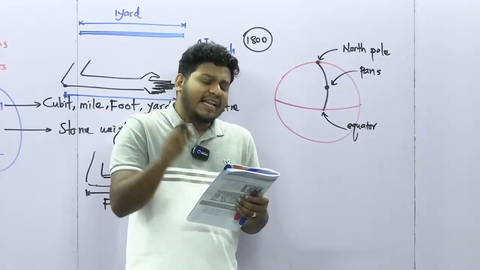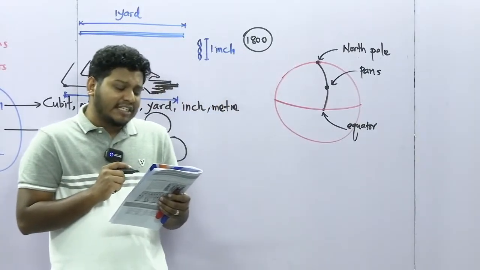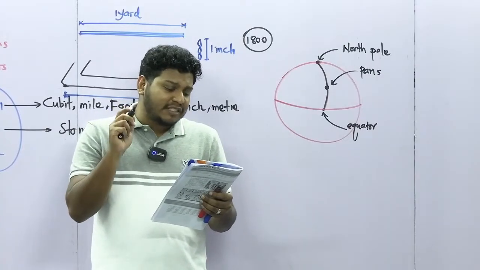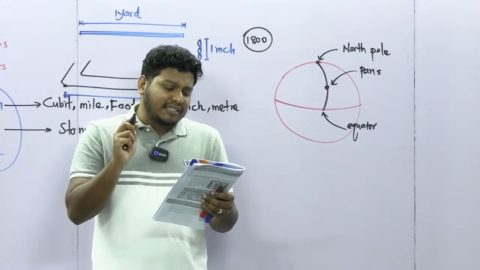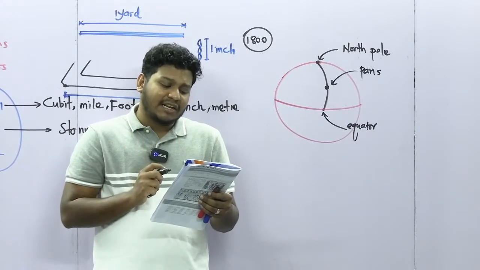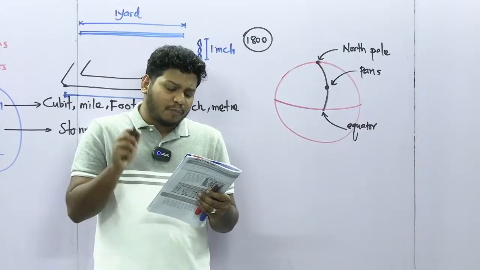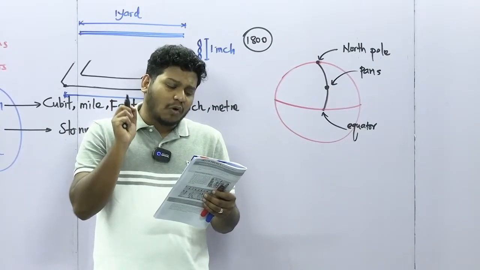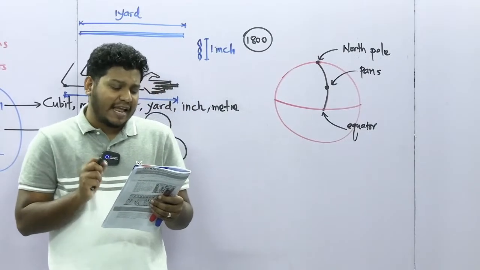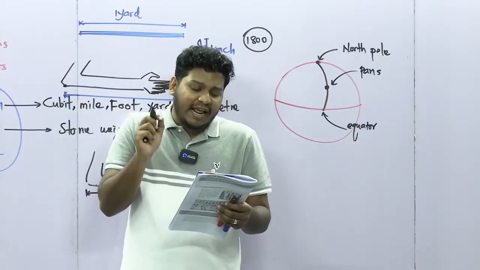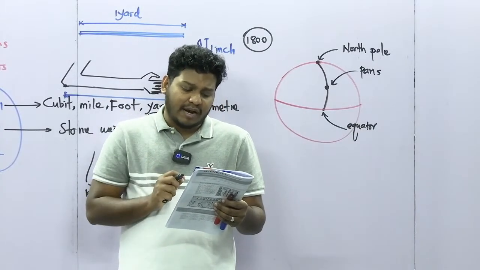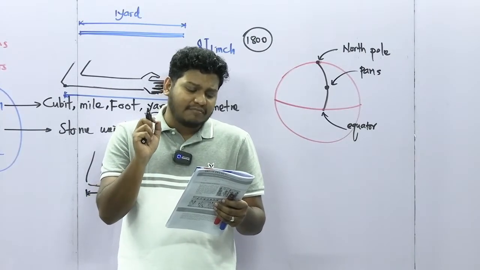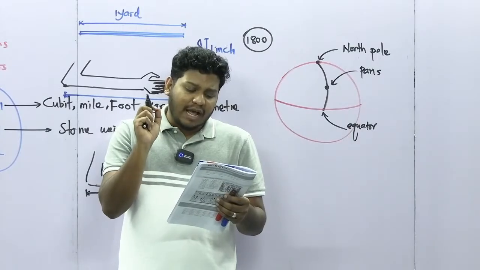In 1889, the General Conference on Weights and Measures, CGPM, met for the first time and interpreted the meter, and it was known as the International Meter. A prototype of both the meter and the kilogram were produced and installed in the International Bureau of Weights and Measures, BIPM, located at Sevres in France, near Paris.